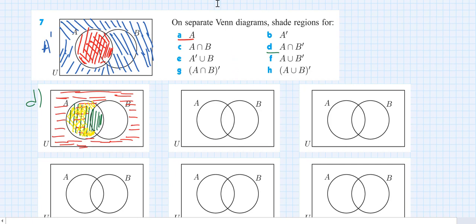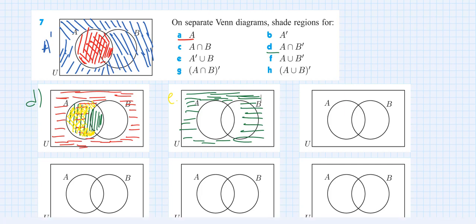Now let's try to do some other one. Let's do part E again one more time. If it's not easy to see, just go one by one with different colors. A complement, let's shade outside A with the green color. And they ask me to find the union with B. Let's show B with a different color, and set B is here.